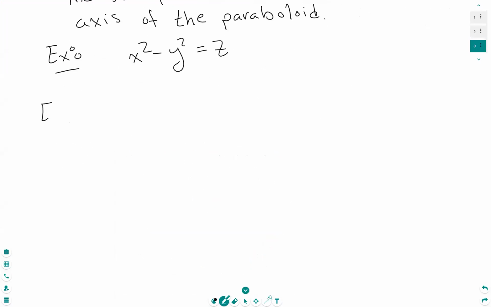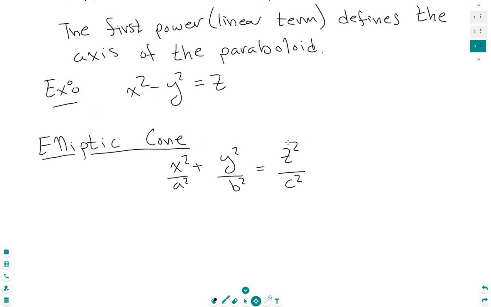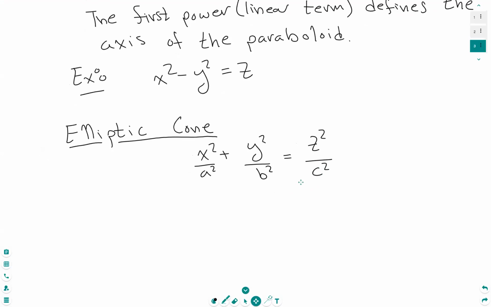So this time, let's talk about the elliptic cone. The elliptic cone will have x squared over a squared plus y squared over b squared equal to z squared over c squared. So kind of almost the forms that we were talking about before, but now we don't have a linear term anymore. We just have this z squared here.